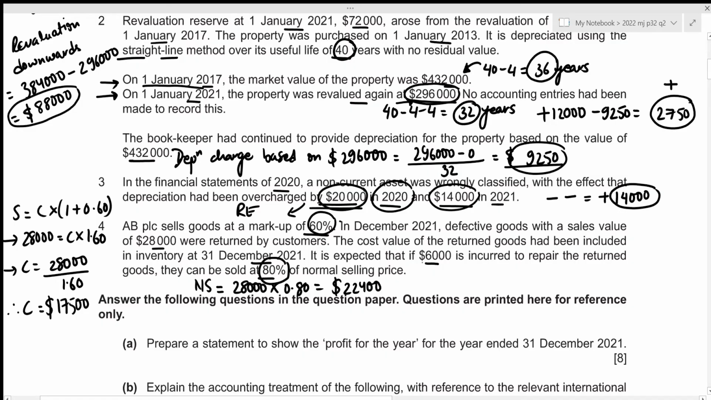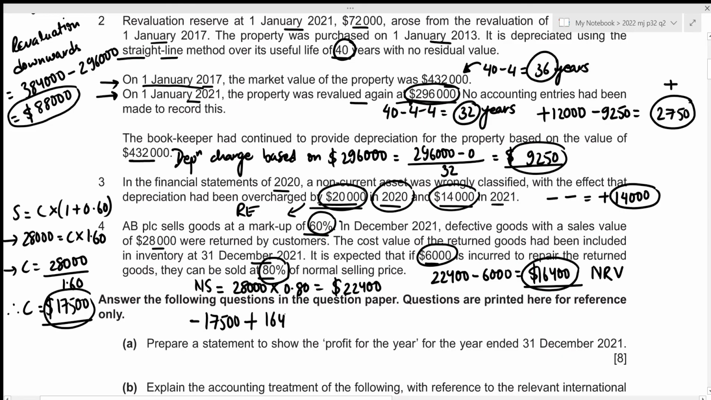And we also need to incur this expense of 6,000, right? So the new value is 22,400 minus 6,000, which results in 16,400. Now this is actually our net realizable value, right? And we can see that the cost is 17,500. And we know that while valuing inventory, we should always include the lower of cost and net realizable value. So instead of including this value of 17,500, we should actually be including this amount of 16,400. So we should no longer include 17,500 in our closing inventory, but we should be including 16,400. So this results in negative 1,100.